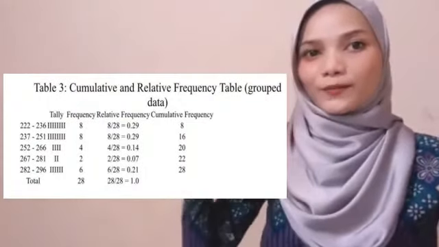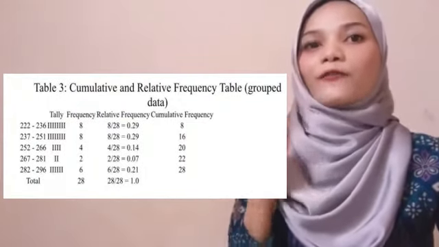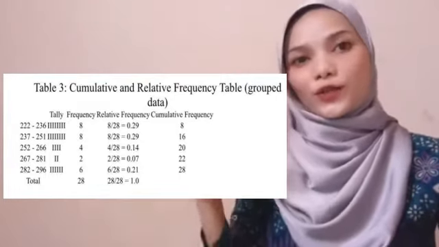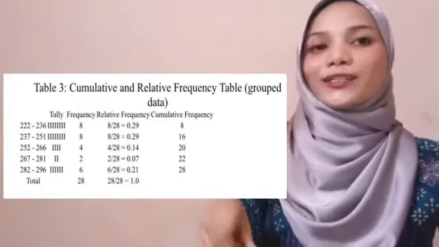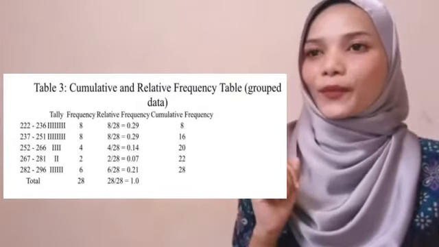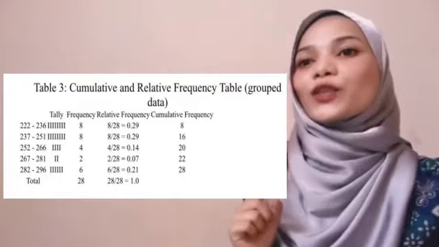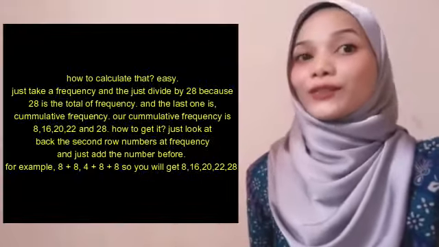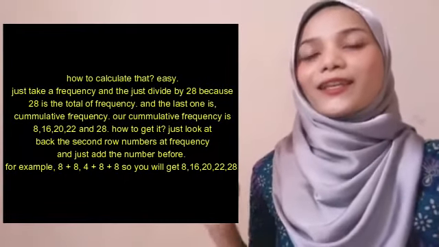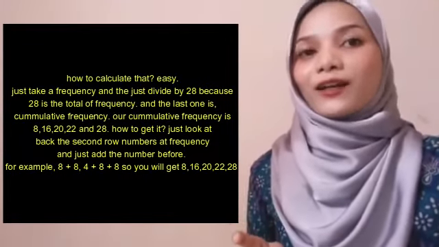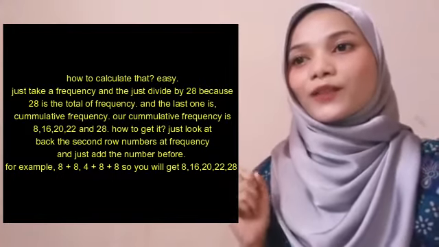So I will touch a little bit on the last point of data arrangement, which is cumulative frequency. As you can see in the table beside me, we have 5 rows only, from 222 until 296. For the frequency, we have 8, 8, 4, 2, 6, and the total is 28, which is the number of condominiums. And for the relative frequency, how do we calculate that? Easy. Just take the frequency and divide by 28, because 28 is the total of the frequency.